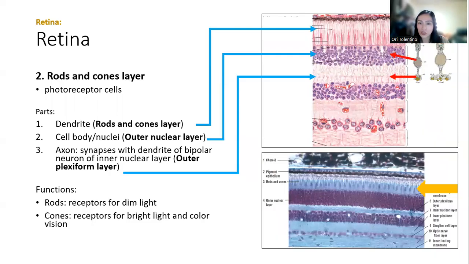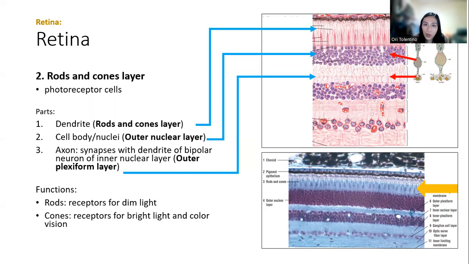Next, we have the rods and cones layer, which are the photoreceptor cells. They receive the visual stimuli in the form of light, okay, and turn them into chemical signals and then electrical impulses, which are sent to the brain, okay. So it is a neuron. So it has the basic parts of a neuron, okay. The dendrite, the cell body, and your axons.